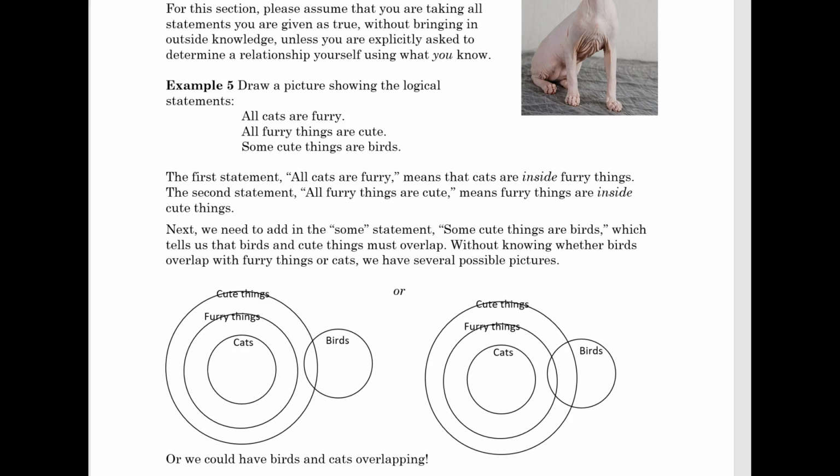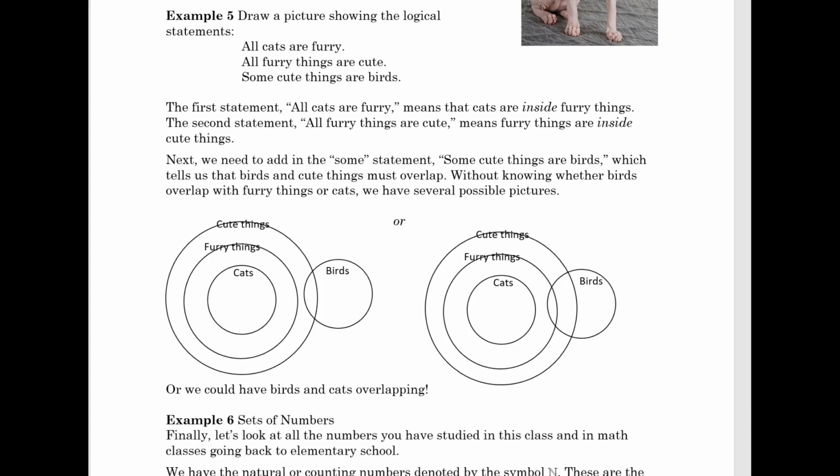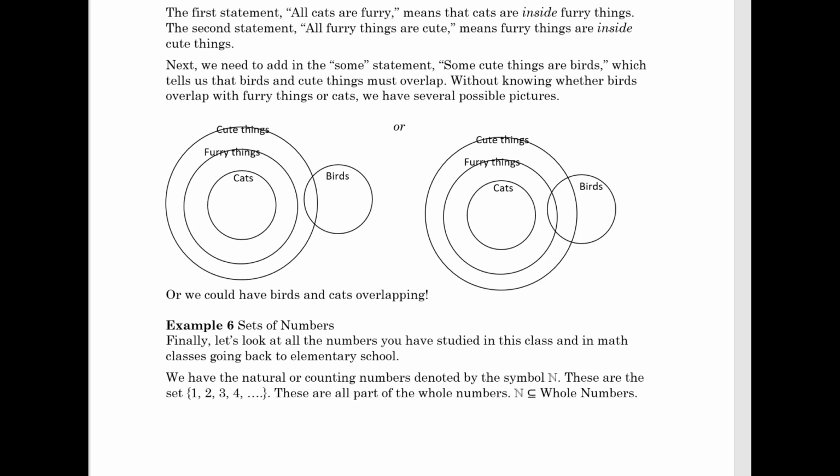You have to have cats inside furry. You have to have furry things inside cute things. And you have to have birds overlapping with cute things in some way, because the overlapping piece is the some. There you go. So now we're going to look for our last piece of looking at Euler diagrams.